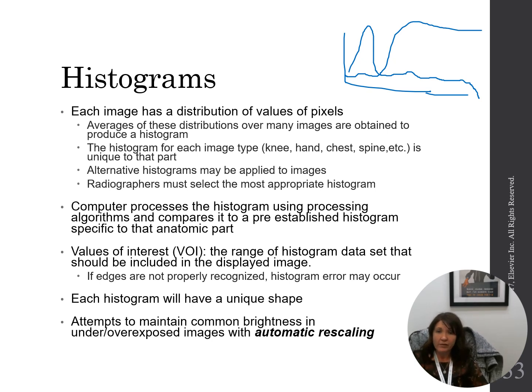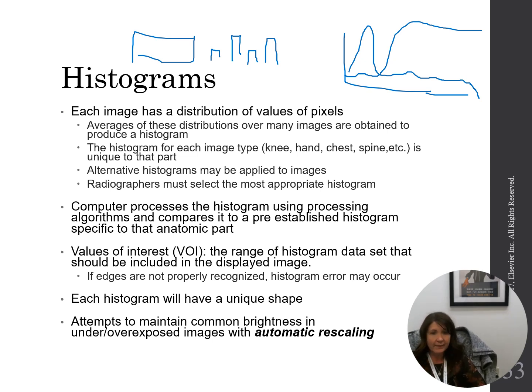And what the histogram looks like depends on what came out of that analog to digital converter, the values that these discrete digital readings represent. Okay, so as radiographers, we must select the proper lookup table histogram. We do that by selecting it on our workstation. So when we go in and select our patient, we know we're going to do a PA chest x-ray.